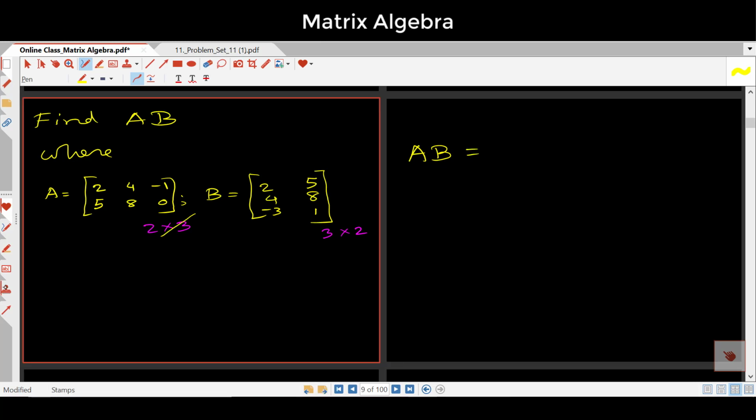So the number of columns of the first matrix is the same as the number of rows of the second matrix. Columns here and rows are the same, 3 and 3, same. So it means multiplication is possible.